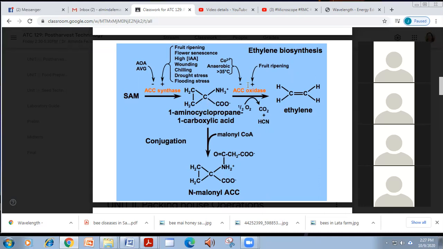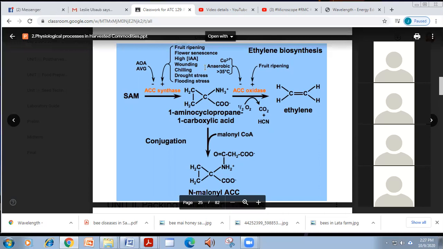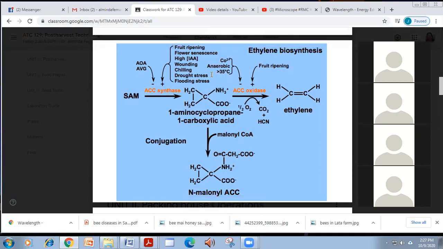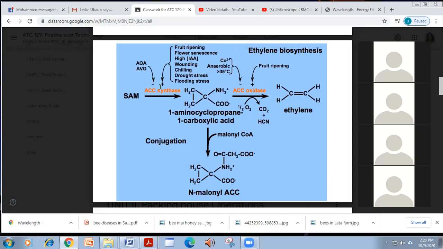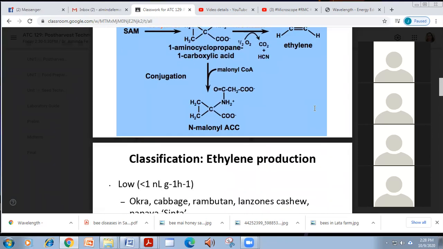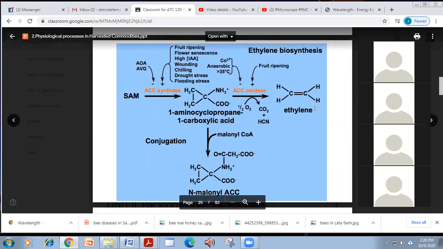And the inhibitor of ACC oxidase is carbon dioxide or an anaerobic condition, which is lower than 35 degrees Celsius. And if it's conjugated to malonyl coenzyme A, it will not create ethylene. So this figure shows you overall ethylene biosynthesis. It can be conjugated, inhibited, or promoted. Do you understand the figure?